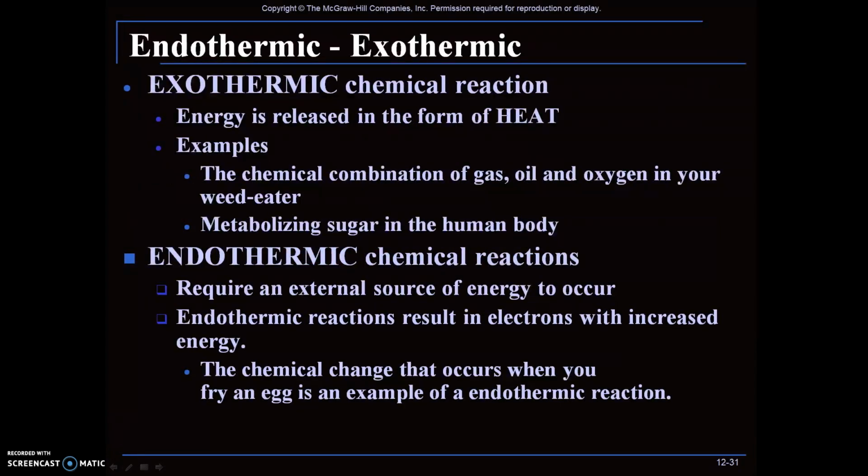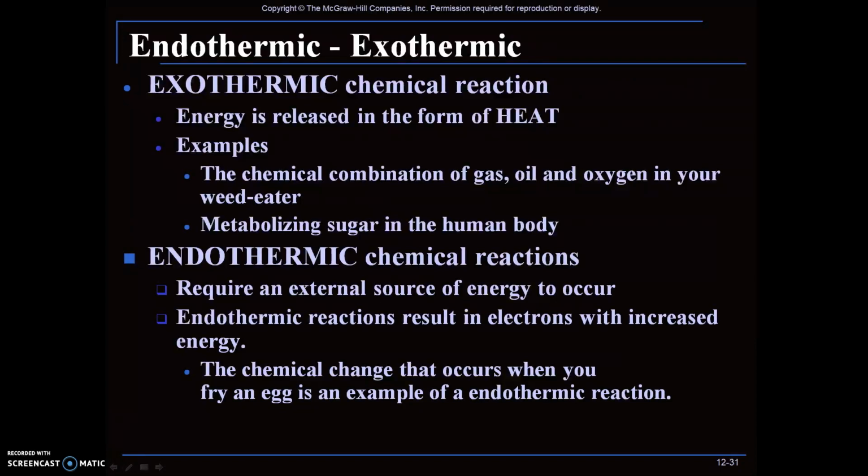In an exothermic chemical reaction, energy is released in the form of heat. An example is the chemical combination of gas, oil and oxygen in your heater. That gives off heat. Another example is metabolizing sugar in the human body. Whenever we consume food, it releases energy. That is, the digestion process releases energy that is needed for the whole body to function.